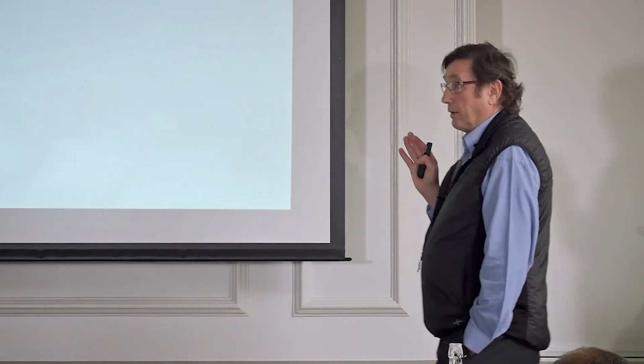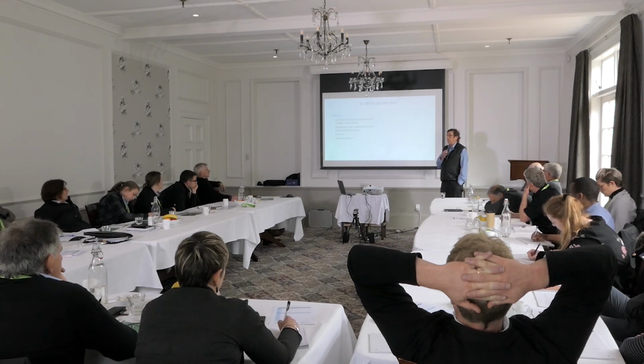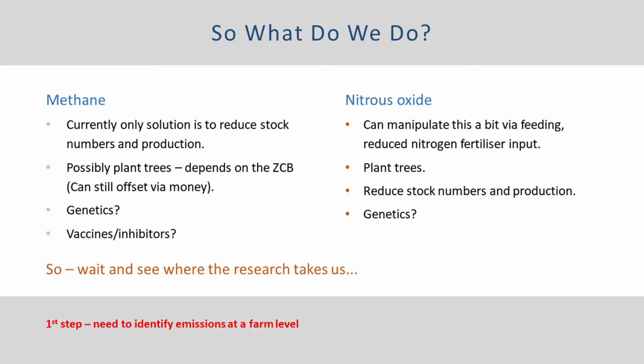The other one is around planting trees, and we've talked about that a little bit. In the zero carbon bill at the moment, farmers are not allowed to offset methane production by growing trees, which is a bit of a nuisance, given that, as I said, about 80% of our emissions are methane. Now, this is where you get a bit cunning. There's a little thing called money, so you can still offset it.